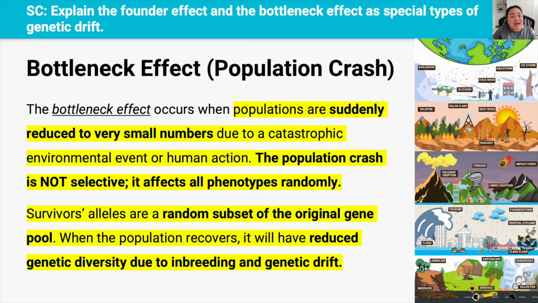And the gene pool after a bottleneck effect may not have a representative sample of the alleles in the pre-catastrophe population. It's likely that the range of alleles will decrease and the frequency of alleles will change. And even if the population numbers recover to its original size or even larger, the bottlenecked population will have reduced genetic diversity. The small surviving population is often affected by inbreeding and genetic drift, which may cause further changes to allele frequencies or even allele loss.